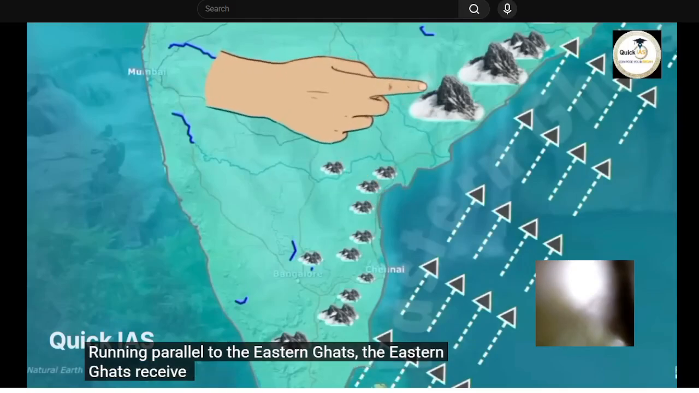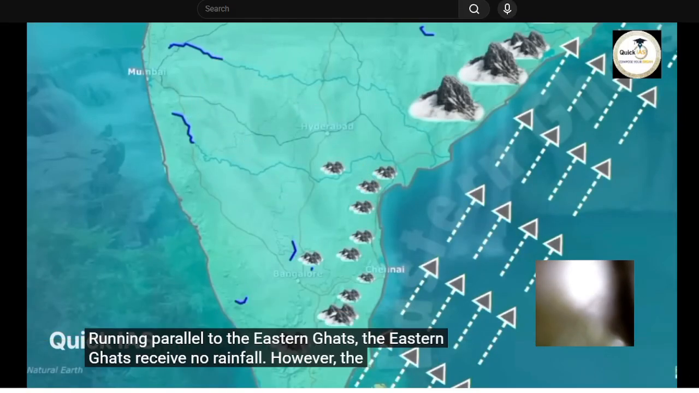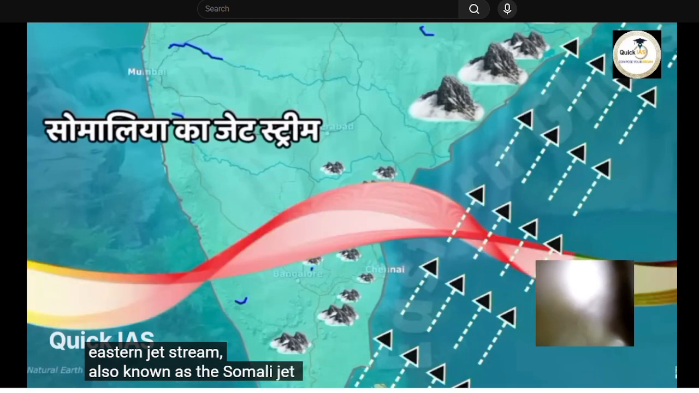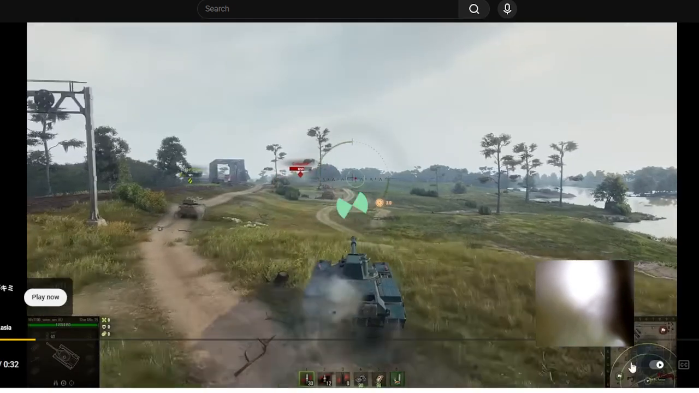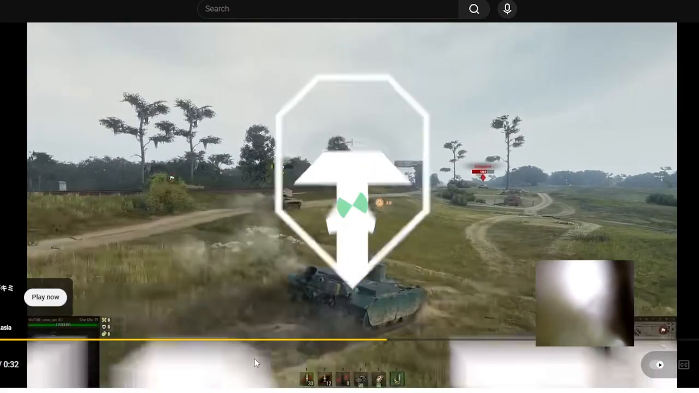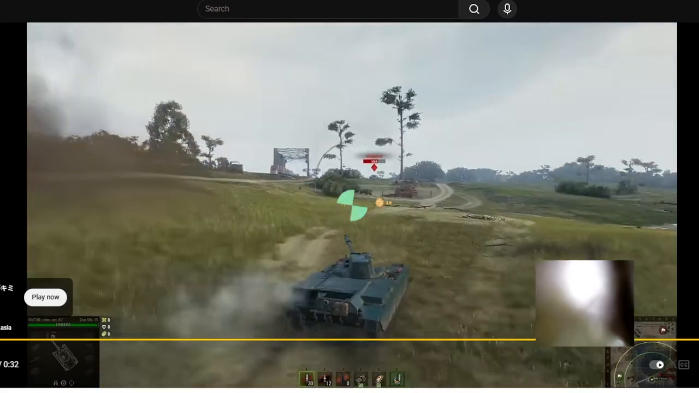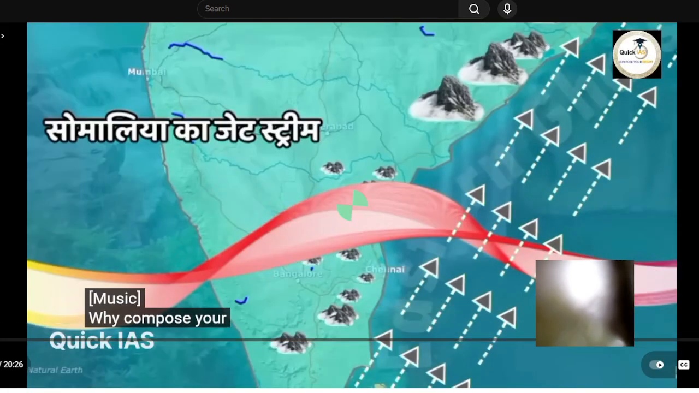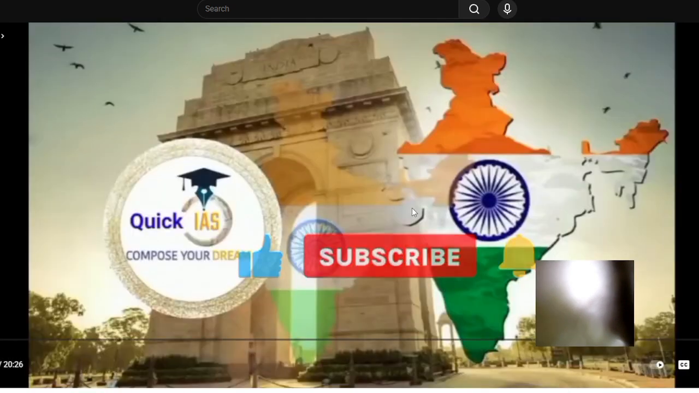The Eastern Ghats receive no rainfall. However, the Eastern Jet Stream, also known as the Somali Jet Stream, imagine what our lives would be like if it didn't rain.